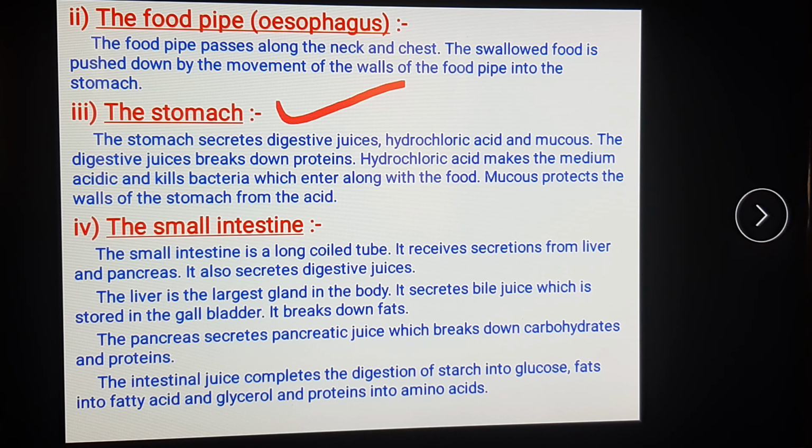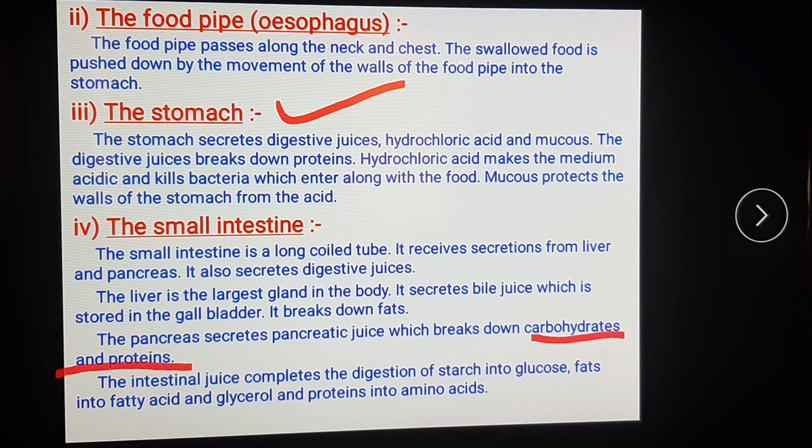The liver is the largest gland in the body. As I told, it secretes the bile juice, and that bile juice is stored temporarily in the gallbladder, and when it is required, it comes from the gallbladder and is pushed down into the small intestine. There in the small intestine, the bile juice breaks down the fats. So to break down fat, the bile juice is most important. To break down starch into sugar, the salivary gland secretes saliva, which is important. And then the pancreas secretes pancreatic juice, which breaks down carbohydrates and proteins.